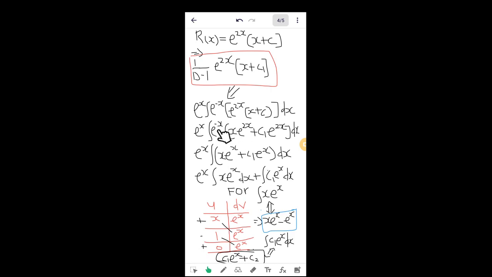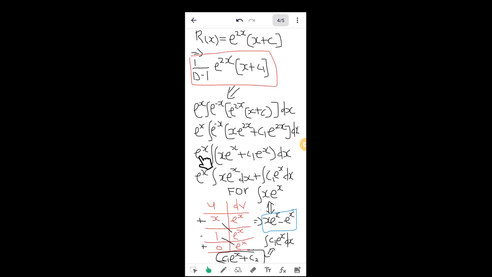So we multiply e^(-x) through by this. We multiply e^(-x) by x e^(2x). So x will be maintained. e^(-x) times e^(2x): the minus x plus 2x gives x, so we get e^x. Then when you multiply e^(-x) by c1 e^(2x), the 2x adds with the minus x, so I'm going to get c1 e^x dx.